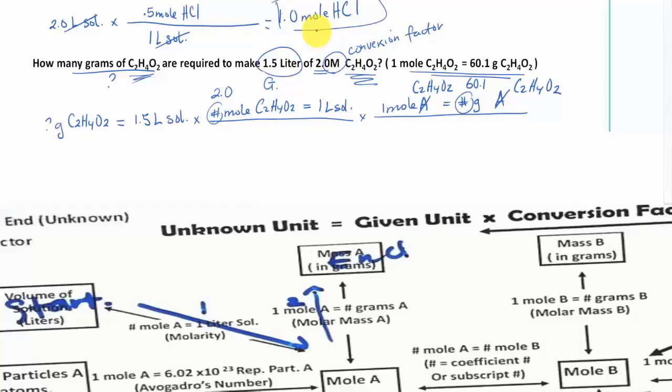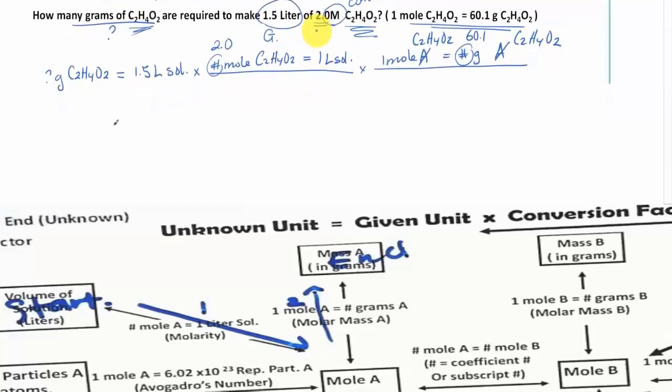Now we just have to rewrite this as a fraction. So let's rewrite starting right here. 1.5 liter of solution times this first conversion factor. So if this is a liter of solution, the liter of solution must be on the bottom, so that way they cancel each other out. Exactly 1 liter of solution. And this on the bottom, this part must be on top. So 2.0 mole of C2H4O2. Notice how the liter of solution cancel out.